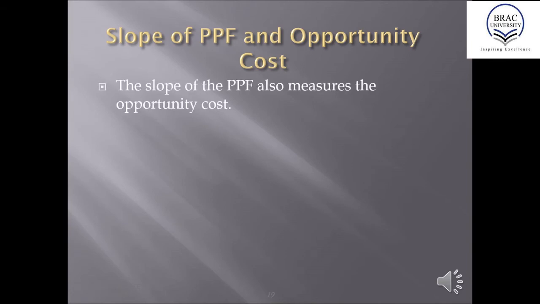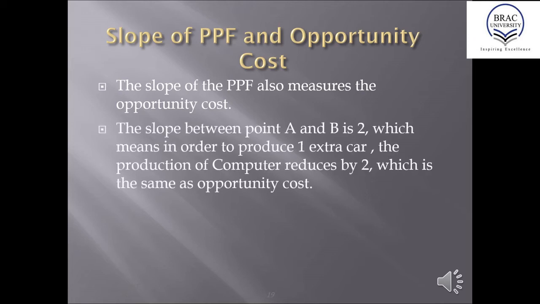The slope of the PPF is exactly the same as the opportunity cost. The slope between point A and B is 2. If you go back to the previous graph, you will find it, which means in order to produce one extra car, the production of computers reduces by 2, which is exactly what we call opportunity cost. So both the opportunity cost and the slope between point A and B is 2.